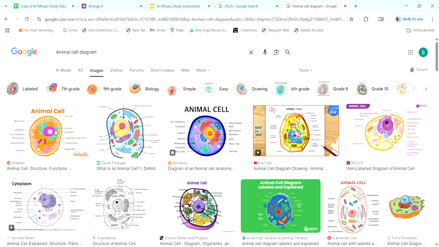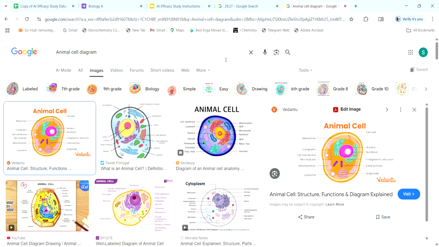So this is the animal cell diagram. It has ribosomes, cell wall, cytoplasm, nucleus, nucleolus, endoplasmic reticulum, both smooth and rough, centrosome, Golgi body, lysosome, mitochondria, microtubules, cell membrane, cytoplasm. Okay, so this is the animal cell diagram.